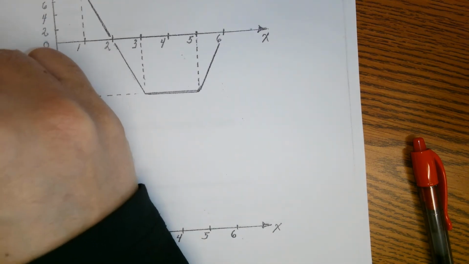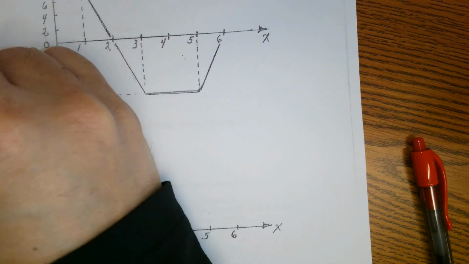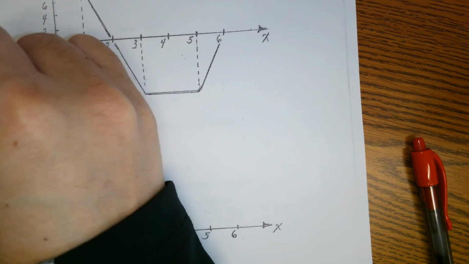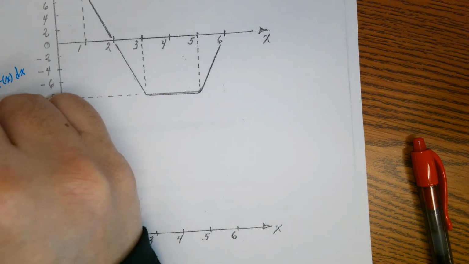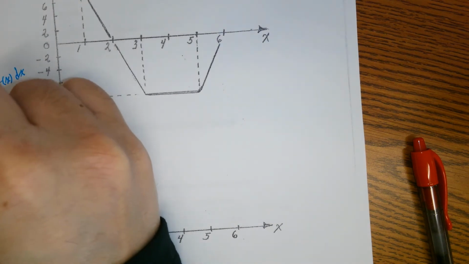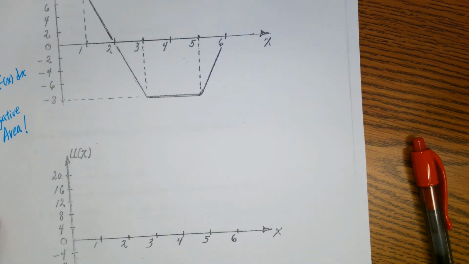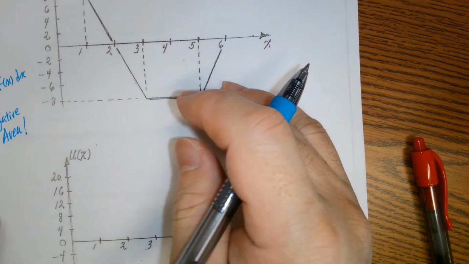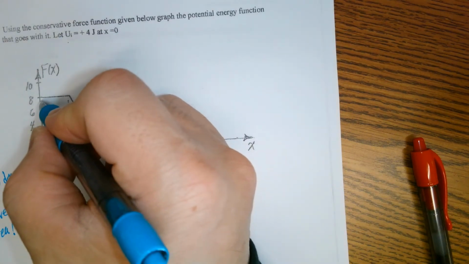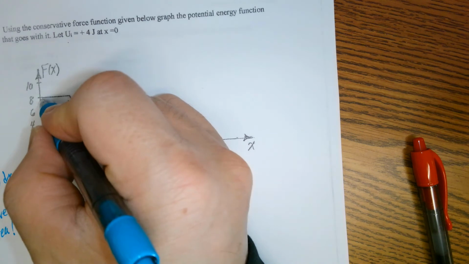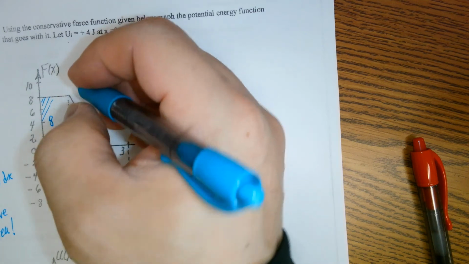So u of x, or if you want, say delta u, is equal to negative integral of f of x dx. That means you have to find the negative area, right? Negative area. So if we were to look for the area of this, it is 8, right? 8 joules, I guess, if you want.